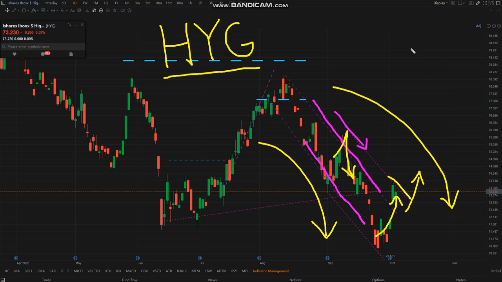So keep an eye on HYG. It's a good thing to look at occasionally. People follow corporate credit because it's a good future indicator of market conditions, because smart money invests in corporate credit, so they usually know what's going on and can predict the future better than some retail traders like me.